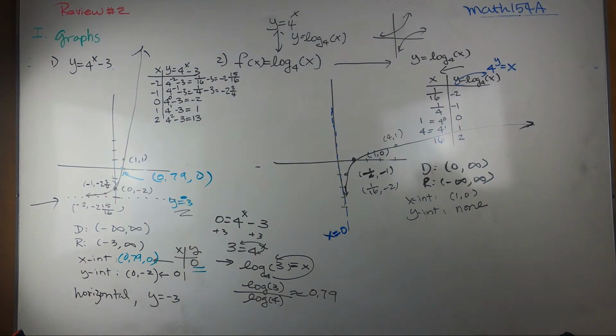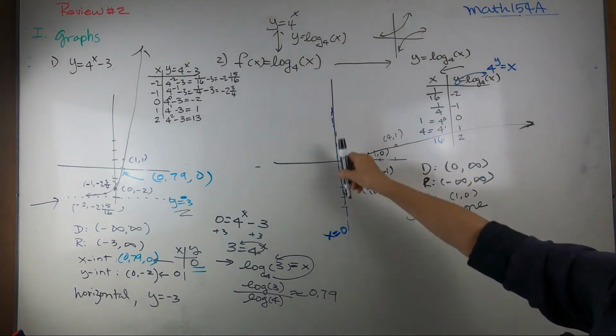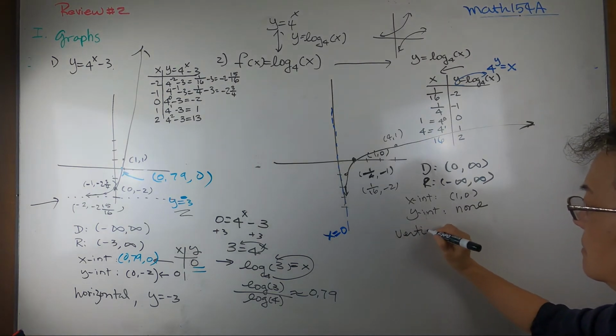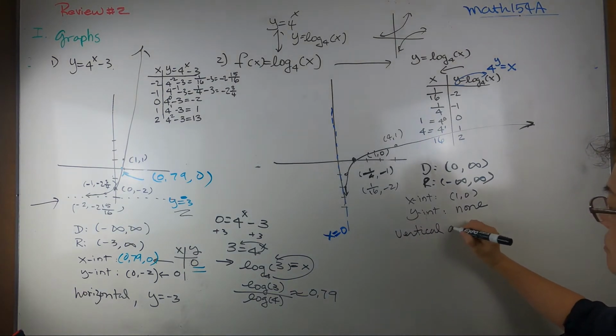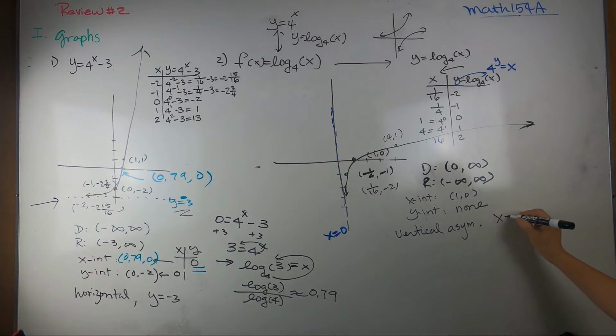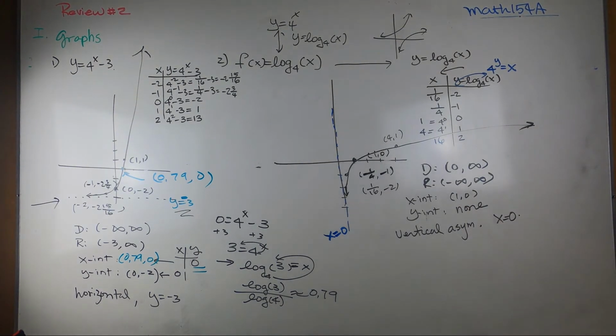So what about the asymptote? The boundary limitation is what? You need to answer whether it is a vertical or horizontal asymptote. It's vertical. The equation is x equals 0, right?